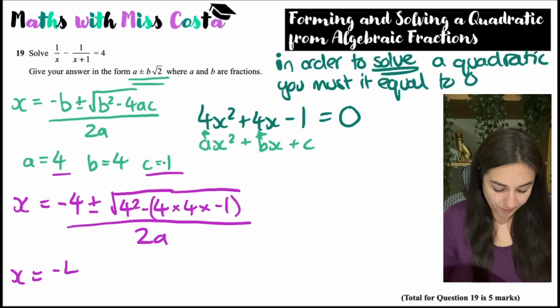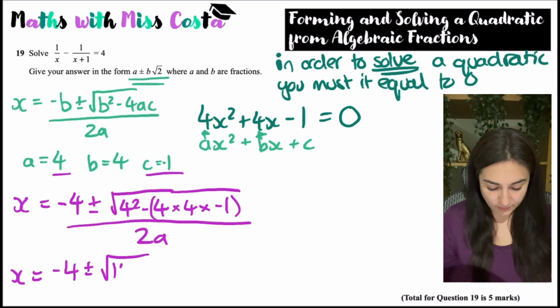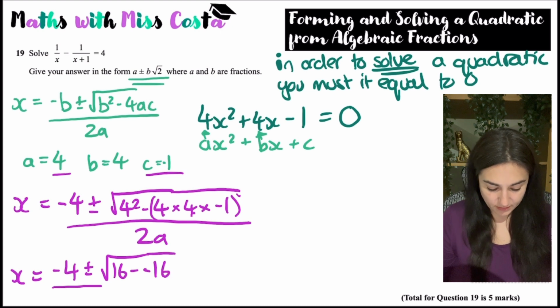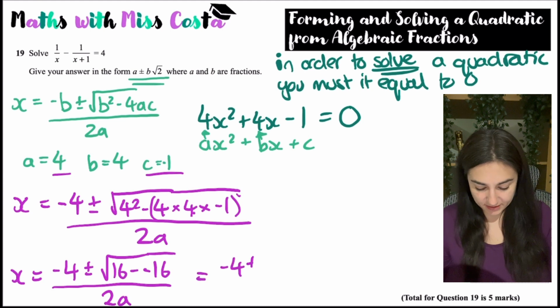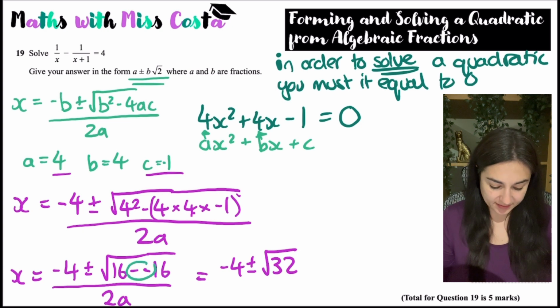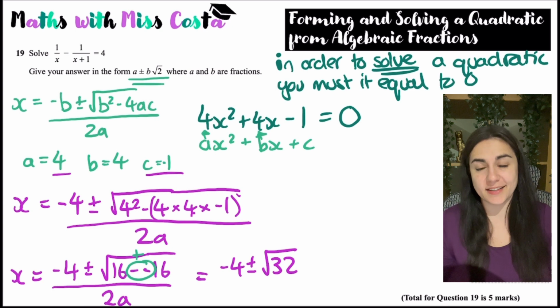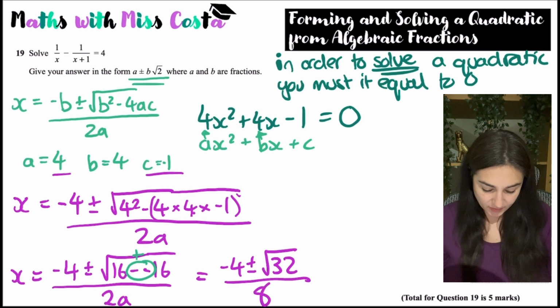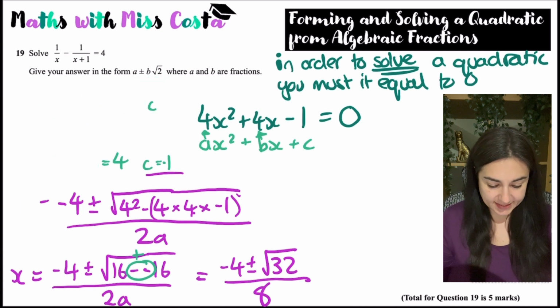So let's simplify that where I can. 4 squared is 16, 4 times 4 is 16, 16 times -1 is -16, over 2a. So that would give me -4 plus or minus the square root of 32, because when you have two negatives next to each other, you add them. Subtracting a negative is the same as addition, over 2a. And I haven't actually substituted a, so a is 4, so 2a would be 8. Okay, so let's continue simplifying that.